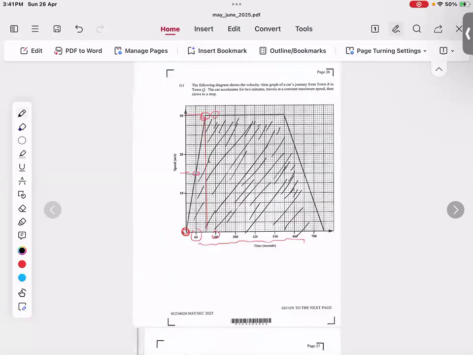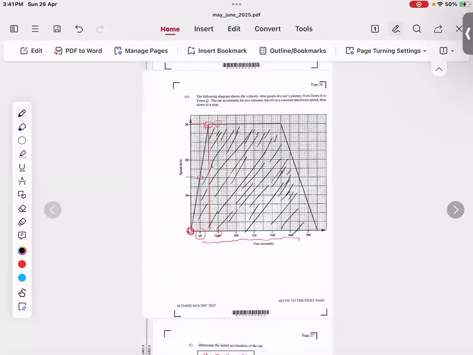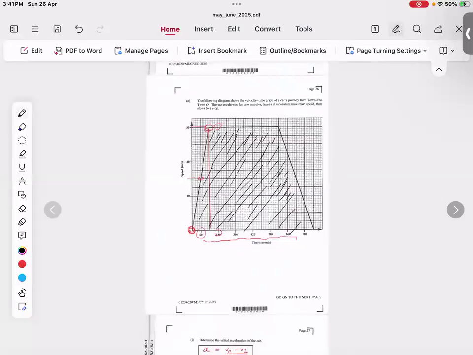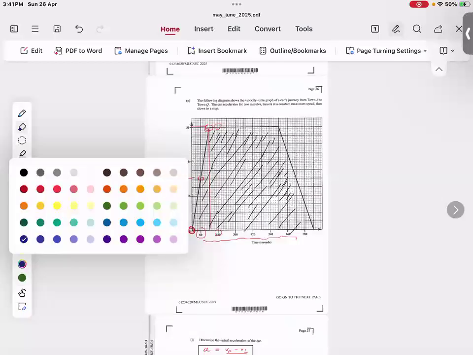Now, can anybody guess what kind of shape that is? Well, we don't know what kind of shape it is. Trapezium. Sir, trapezium. A part of it is a trapezium. Let me show you the trapezium part. The part that's a trapezium is this part right here.